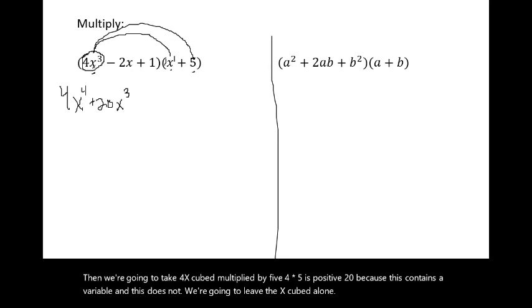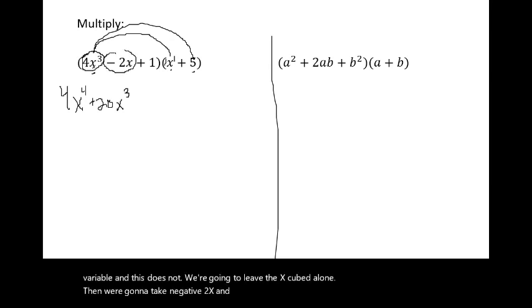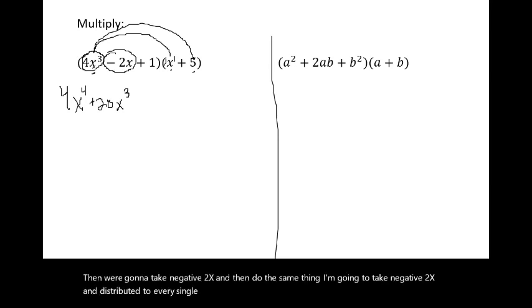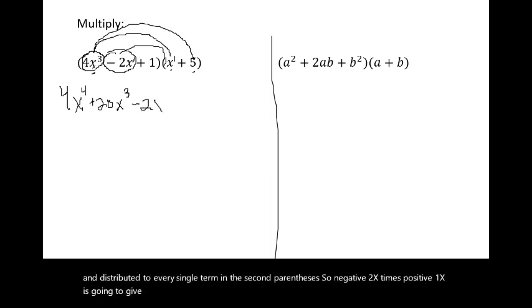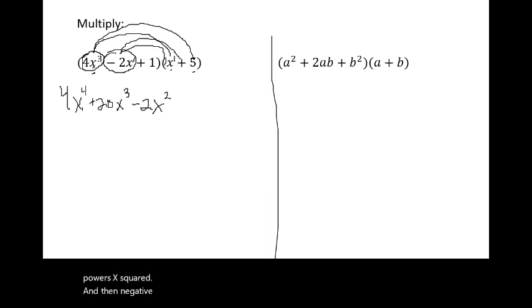Then we're going to take negative 2x and do the same thing. I'm going to take negative 2x and distribute it to every single term in the second parentheses. So negative 2x times positive 1x is going to give us negative 2. Because the variables are the same, we're going to add the powers, x squared. And then negative 2x times positive 5 is going to give us negative 10.